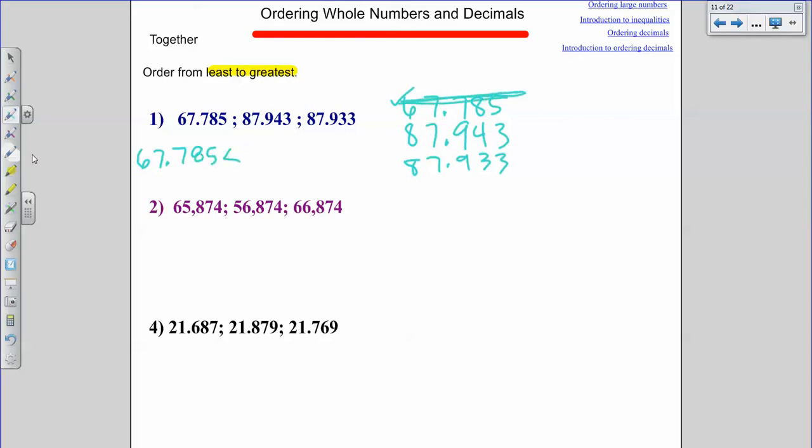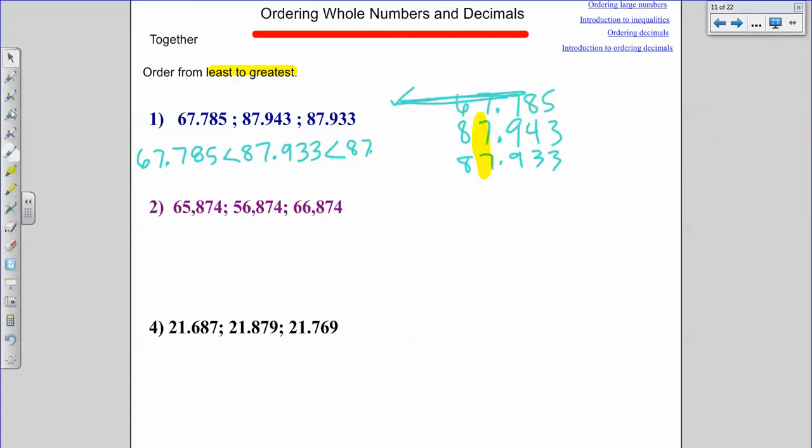Get rid of him. Now I'm going to compare my biggest number. So my 8 is the same, 7 is the same, my 9 is the same. So in the hundredth spot is where I'm going to see my first difference. 4 is bigger than 3. So my next biggest, my middle number is going to be 87 and 933 thousandths. And my largest number is going to be 87 and 943 thousandths.